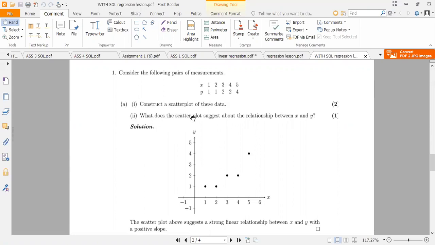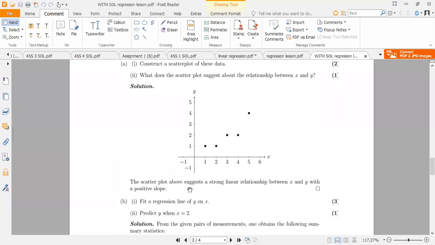So what does this plot suggest? The relationship is positive, it's upsloping. So the scatter diagram can tell you that there's a strong linear relationship between x and y, which is a positive slope. The dots are close to each other. Then you've been asked to fit the regression line and predict when x is equal to 2.